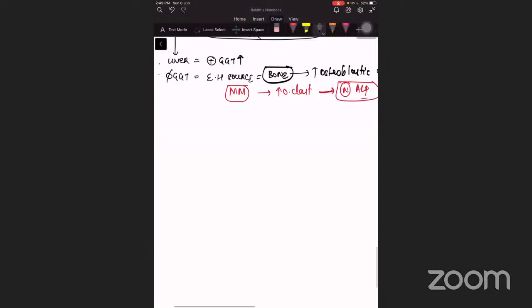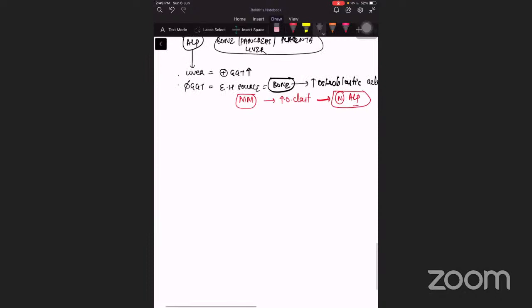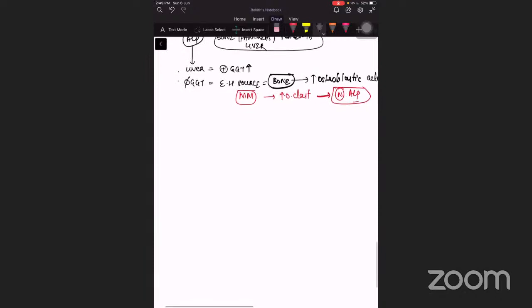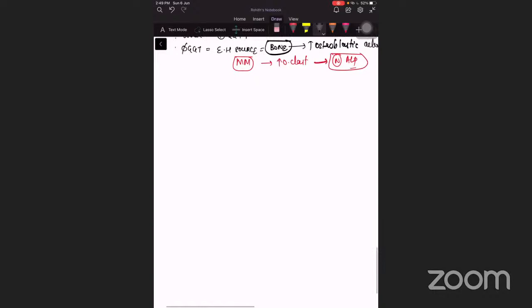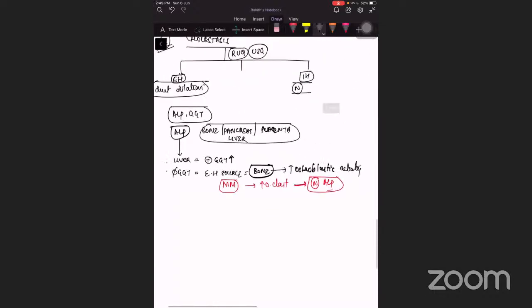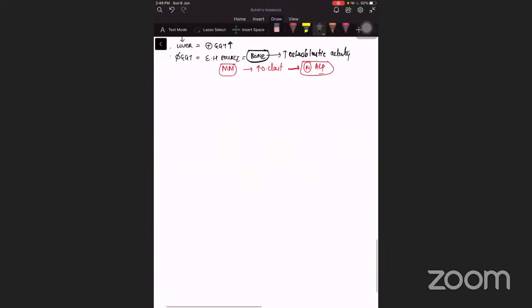So if this much is clear, so we'll see how do we approach. Because you can have ALP in intrahepatic cholestasis. What are the common things? What are the common causes? So if you have a cholestasis, how do we approach it? So very simple. You can use the right upper quadrant ultrasound to see whether there is a duct dilation. Sometimes you may pick up some mass lesion, something, or there is no ductal dilatation.